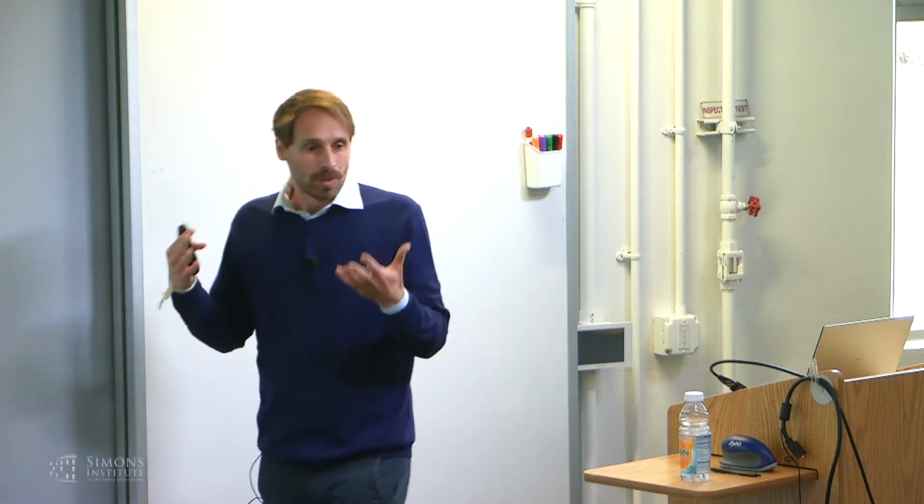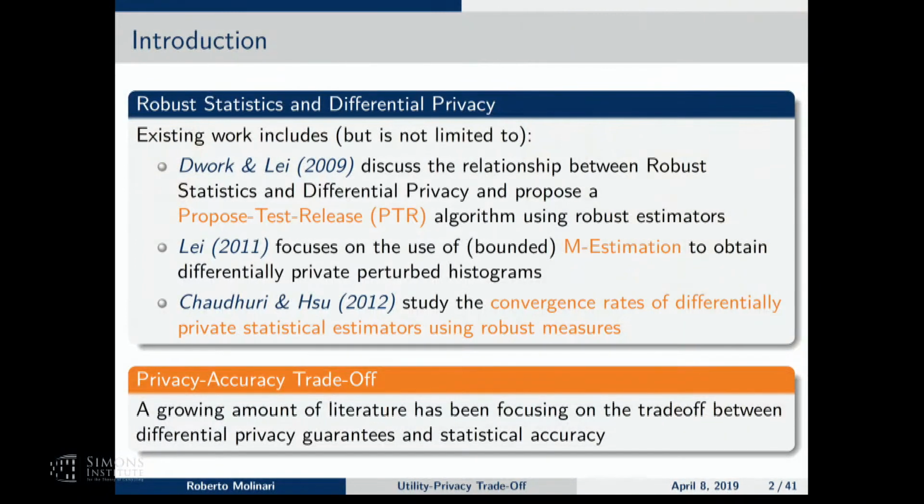The connections between robust statistics and differential privacy, you all know, are not new. To my knowledge, the first paper that underlined this link was Dwork and Lei, where they use robust statistics as a basis for a proposed test release algorithm. Then Lei focuses on M estimators for using perturbed data, and a more recent one was Chowdhury and Su, who use a robustness measure to study the convergence rates of differentially private outputs, in terms of approximations to statistics.